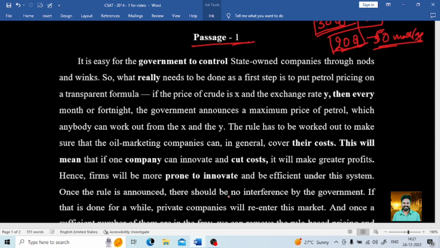If the passage says government is a superpower, assume that, okay, government is a superpower. Whatever the passage is saying, stick to that. And that stance, you have to follow in the question. I hope you are understanding.